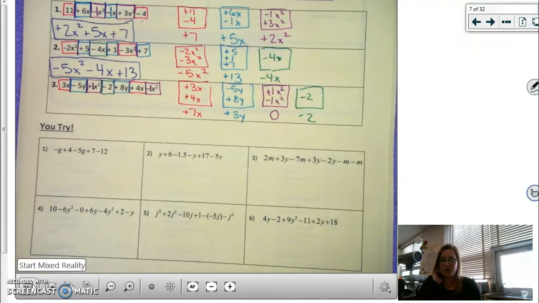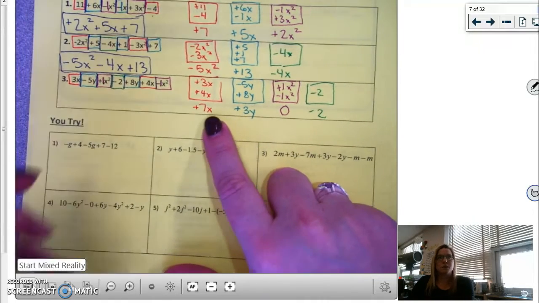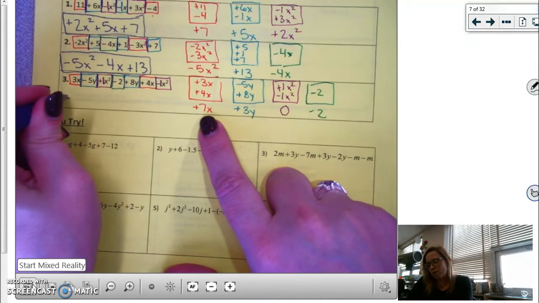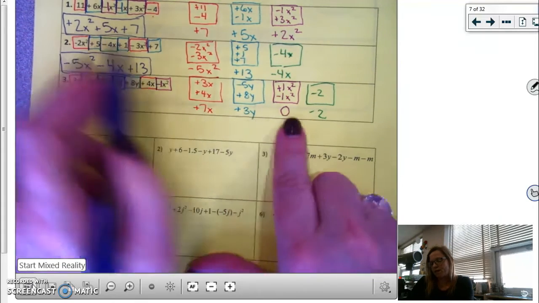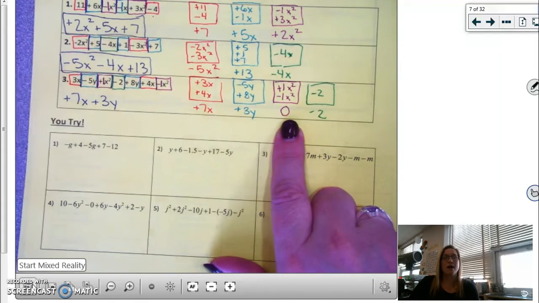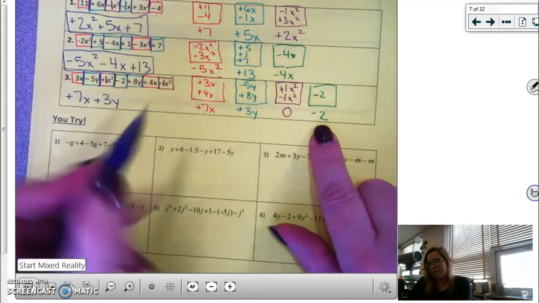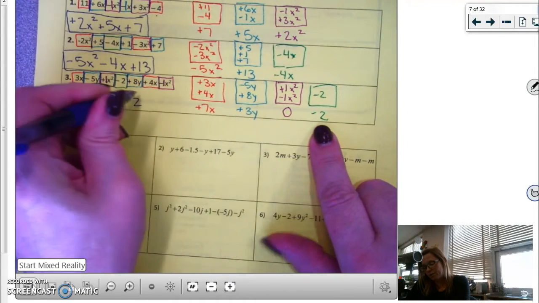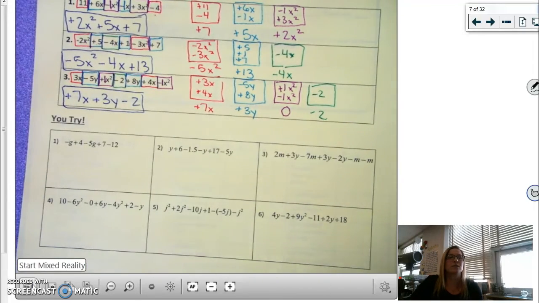All right, so when I put this one all together, I don't have any exponents, so I'm going to start in alphabetical order, +7x, +3y. Because this is 0, I don't have to put a 0 on because it's +0. Don't need that. So drop that and just go -2. And there it is simplified because the x squared is completely canceled out.